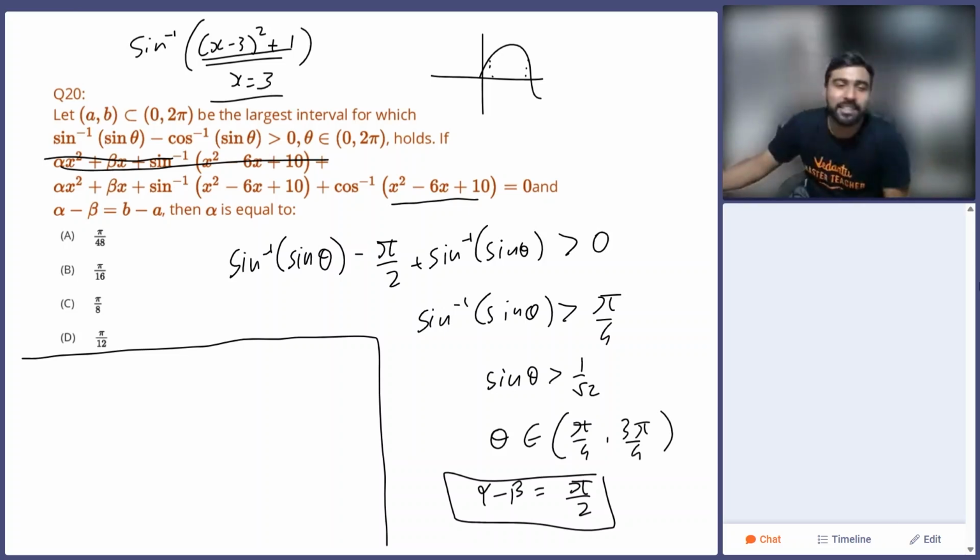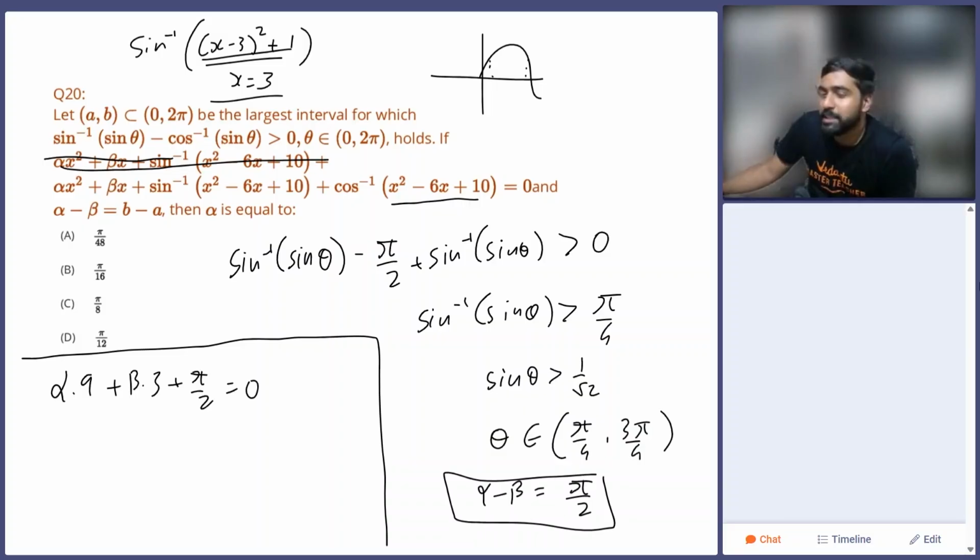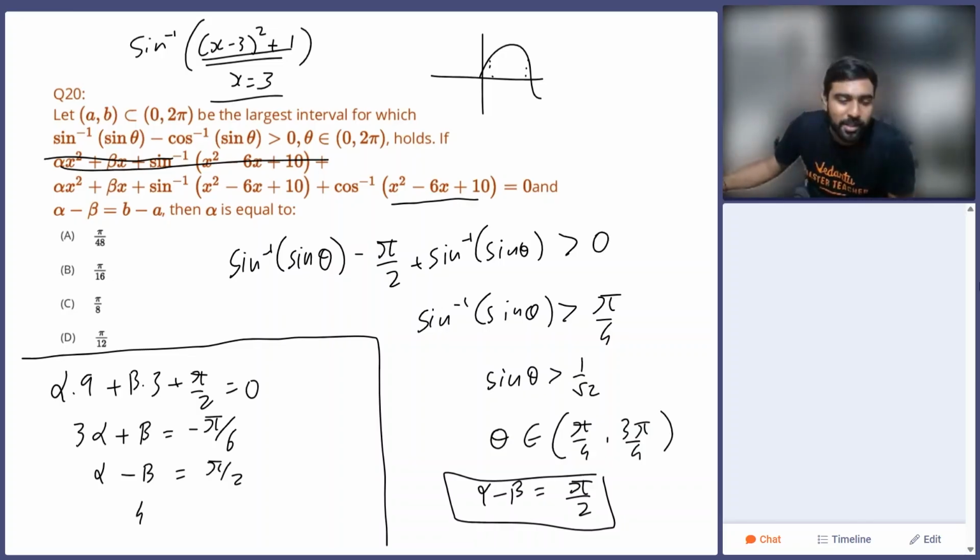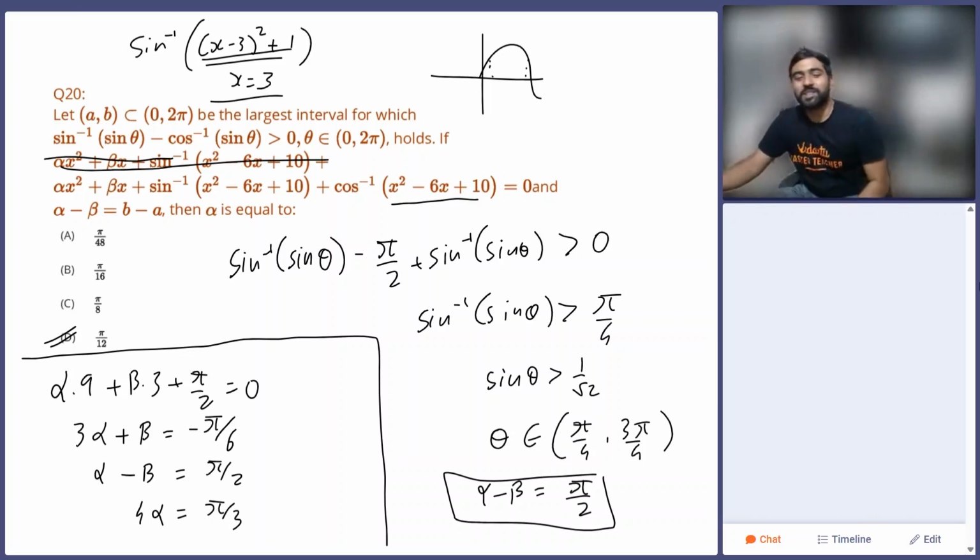If I substitute x equals 3, I'll get alpha into 9 plus beta into 3 plus sine inverse plus cos inverse, which is pi by 2, equal to 0. So we have 9 alpha plus 3 beta, which I can also write as 3 alpha plus beta equals minus pi by 6. And you have alpha minus beta equals pi by 2. Add the two of them, you'll get directly 4 alpha is equal to pi by 3, and that gives you alpha equals pi by 12. That's option D, the answer for this question. Plain and simple. Interesting question.